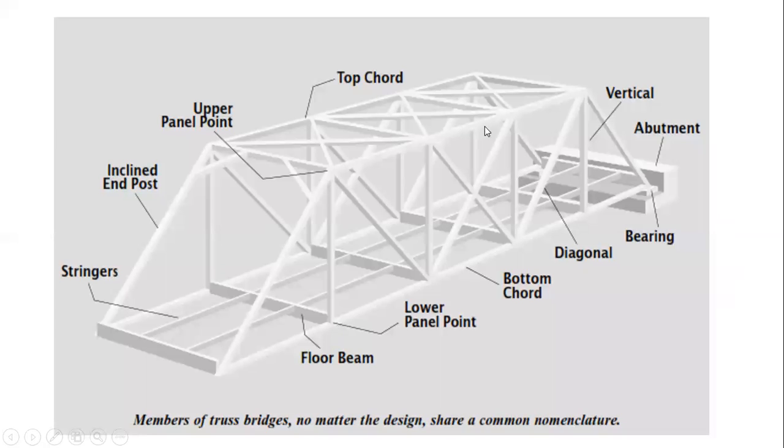Now let us discuss the geometry of the truss bridges. Starting from here, this is my abutment, the bridge abutment. And here is your bearing. So one support is here, and we have to provide a bearing here. Now this member here is called your bottom chord member. One member is the bottom chord here, and the other member is this one here. So this is my bottom chord member. Similarly, the member which is here and the member which is here are called your top chord.